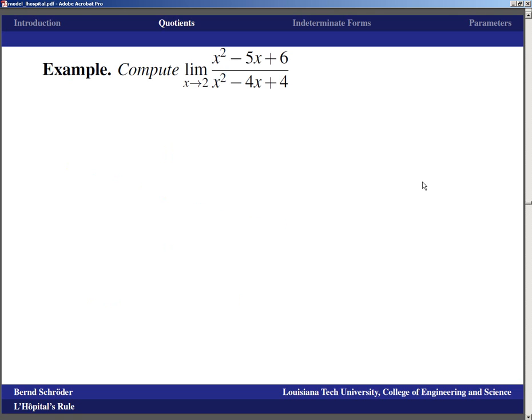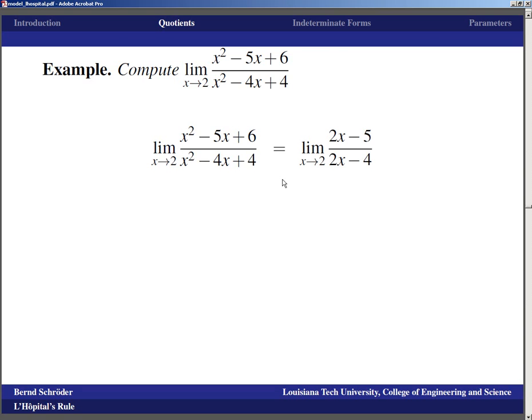Well, let's take a look at another limit of quadratics. Let's see, at 2 we get 4 minus 10 plus 6, that's 0 in the numerator, and we get 4 minus 8 plus 4, that's 0 in the denominator, so we can apply L'Hopital's rule. And the derivative of x squared minus 5x plus 6 is 2x minus 5. The derivative of x squared minus 4x plus 4 is 2x minus 4. Good. What do we get? We get a negative 1 in the numerator, and we get a 0 in the denominator. So that limit does not exist, and that means that the limit of the original quotient also does not exist.